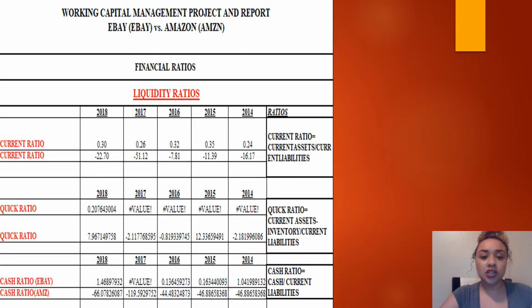Throughout this presentation, we will be covering a variety of financial ratios, starting with liquidity ratios. Here for eBay versus Amazon, we have the current ratio, the quick ratio, and the cash ratio. The current ratio is determined by dividing the current assets by the current liabilities. The quick ratio is determined by dividing the current assets minus inventory by the current liabilities. The cash ratio is determined by dividing the cash by the current liabilities.